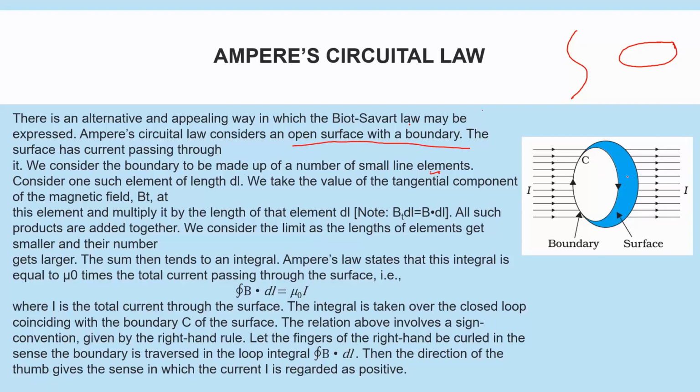Over here you can see that this is a surface and this is a boundary. This is an open surface, and the current is passing through this surface that we are seeing over here. So we are considering the boundary to be made up of a number of small line elements, similarly to how we were considering for Biot-Savart's law. Now if we consider a small line element dl, and we take the value of the tangential component of the magnetic field, Bt, at this element.